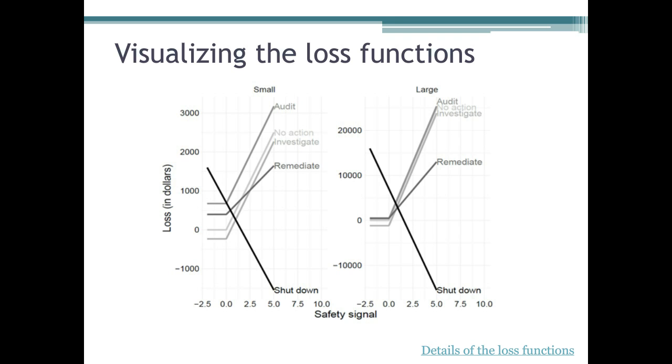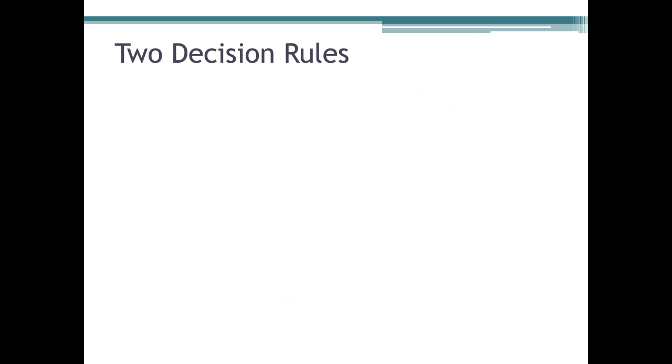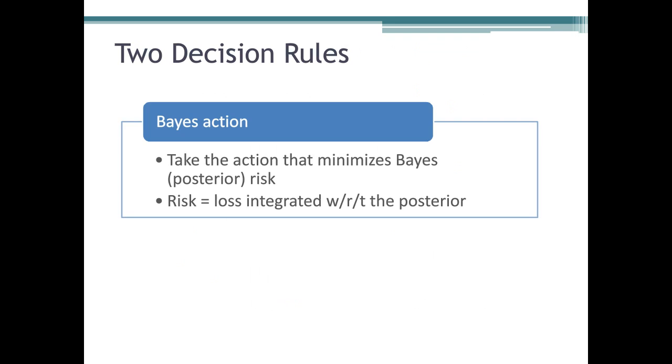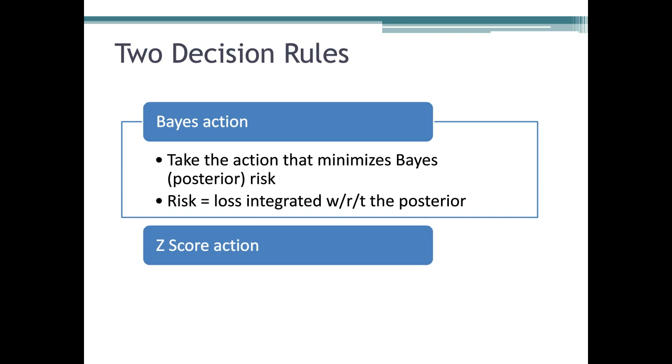So then, having written down those loss functions, we can translate those observed safety signals into action using this Bayesian framework, which is to integrate the loss function with respect to everything that we know about the strength of the safety signal. This is well-established statistical theory and machinery that has great theoretical properties, which I'm borrowing from the space of statistical decision-making, which is usually accept or reject a hypothesis, and translating it into real-world decision-making, where the action is investigate, remediate, audit, shut down.